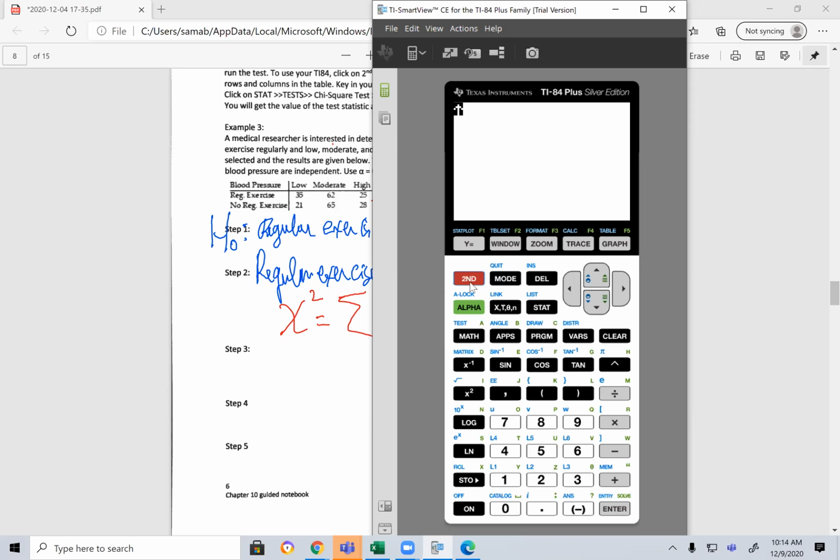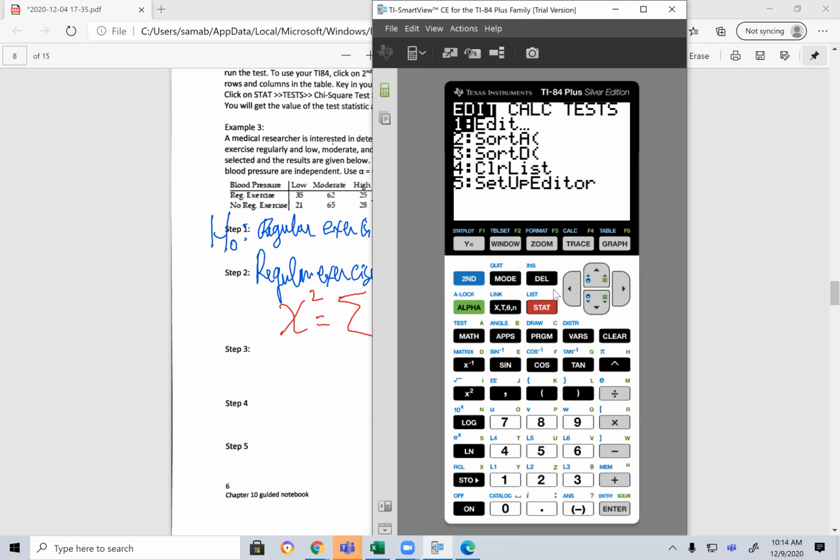So you go to second, matrix. That's very important if you are to use technology. Edit, and then press enter. If this is not 2 by 3, guys, change it to 2 by 3, and then enter the values. Just start typing them in rows. 35, 62. You see the cursor moves horizontally, so it's in rows, and then you enter the values and then quit.